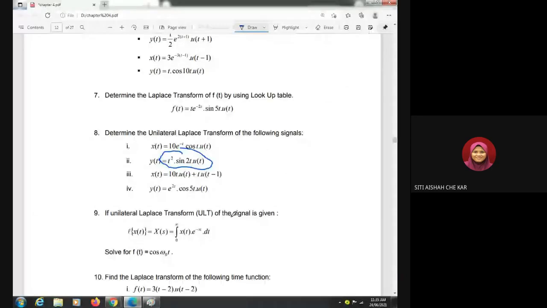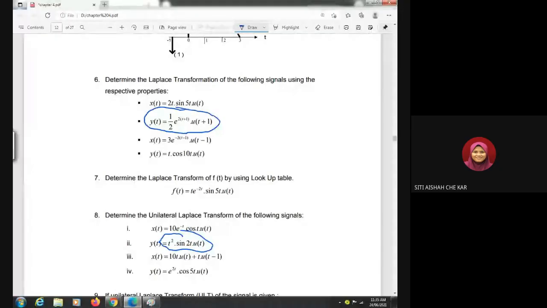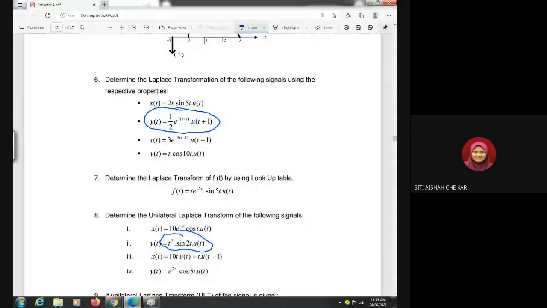Okay. Ini contoh dia kalau ada shifting in time domain. Kalau you nak tahu shifting in time domain apa, dekat T tu, if you see the T, dia ada plus or minus value. Okay, so maknanya ada shifting lah. Okay, for example this one also have a shifting in time domain. Okay, you tengok -1. So itu maknanya dia adalah shifting in time domain.